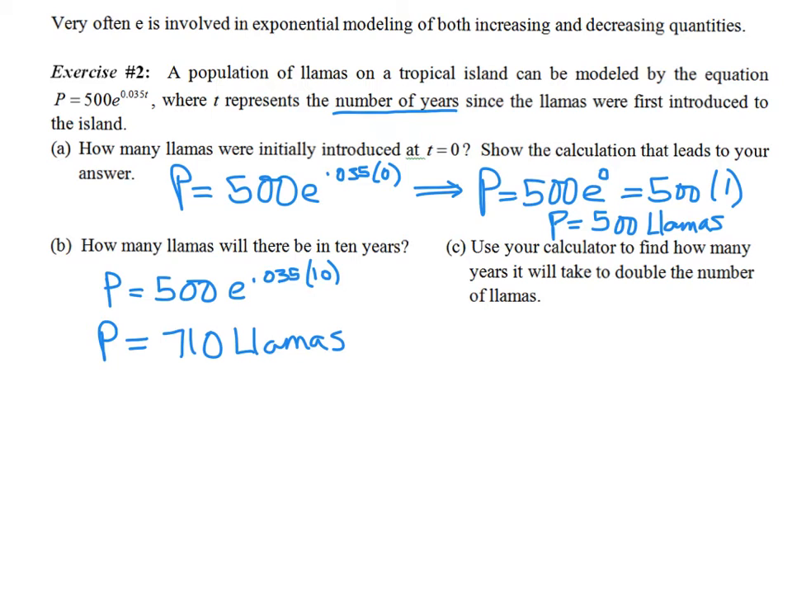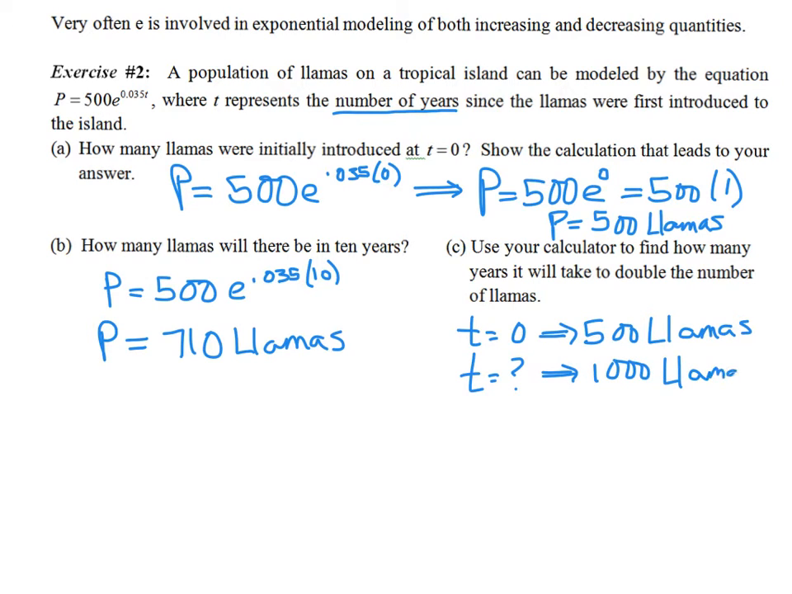Now in part C, we want to do a calculation. We're going to use our calculator, so again, make sure you've got your calculator with you. And we want to find out how many years it will take to double the number of llamas. Since we started at t equals 0 with 500 llamas, we want to know how many years it is going to take to double. So our t is going to be our unknown when we have 1,000 llamas.